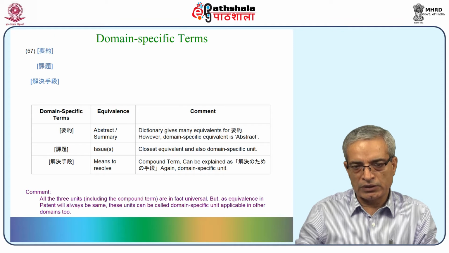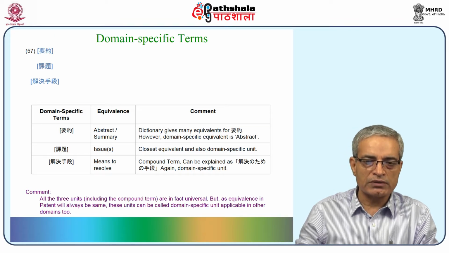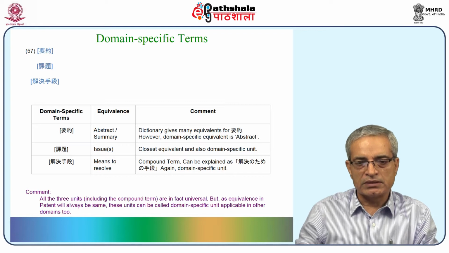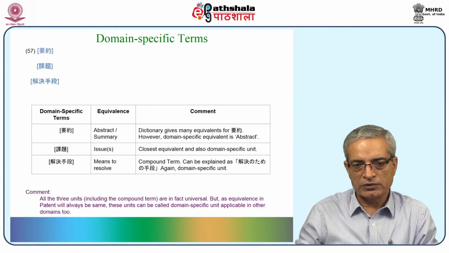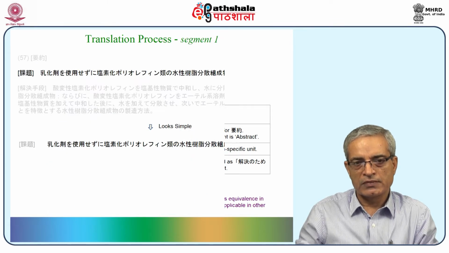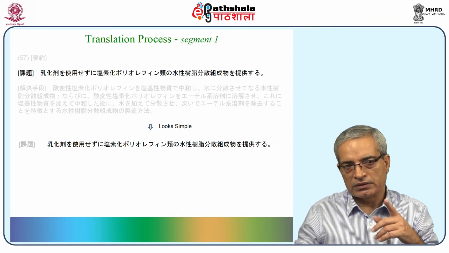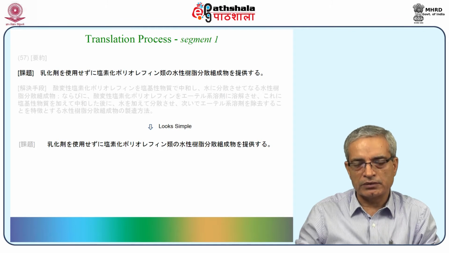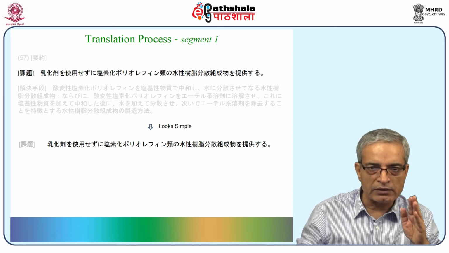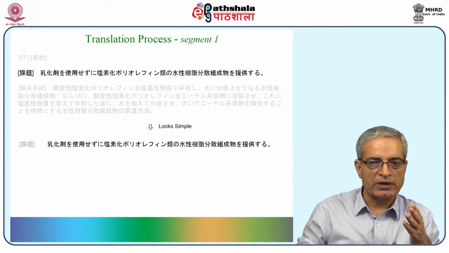All the three units, including the compound term, are in fact universal, but as equivalence in patent will always be the same, these units can be called domain specific units, applicable in other domains also. And now let's see the first segment. If we see, okay, the second part, and the kazai also is dropped, so the rest is quite simple.